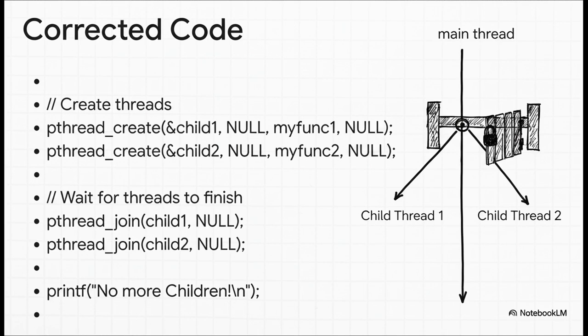And just look at how simple the fix is. In this new version, we're creating two children. Right after we create them, we just add a pthread_join call for each one. That tells the main thread, okay, stop right here. Wait for child1 to finish. Done? Great. Now wait for child2 to finish. And only after both of those children have completed their tasks will the main thread move on and print its own message. That's it. Our race to the exit is solved.